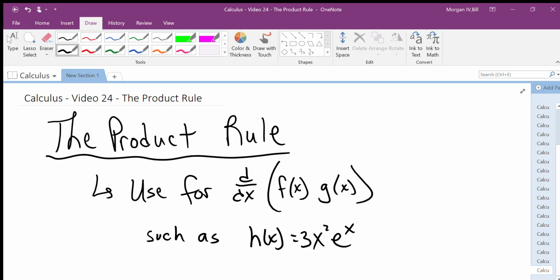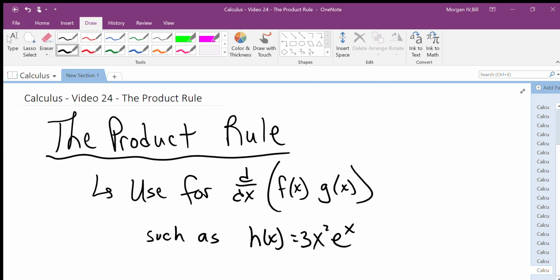We are now going to enter into learning 3 more rules. And these rules allow us to take derivatives of more complex things. However, that means that they themselves are more complex than, say, the power rule or the derivative of e to the x, or derivative of a constant. The first one we'll have is called the product rule.